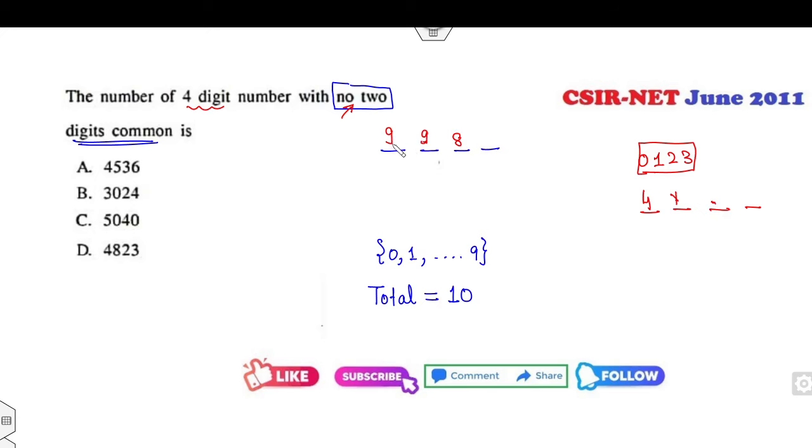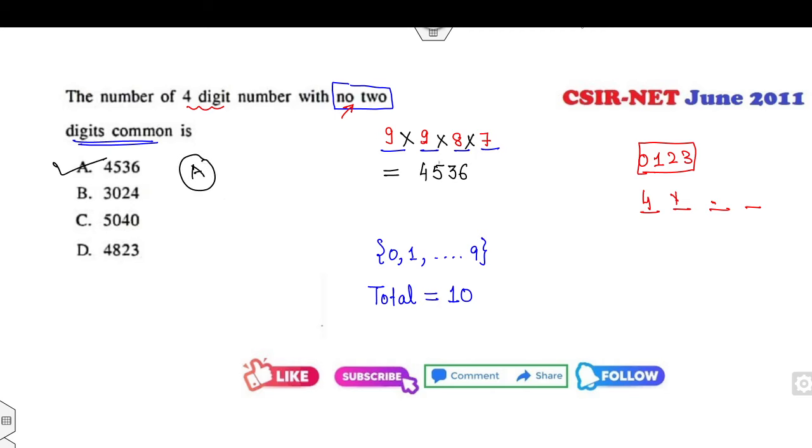Because I have fixed the 2 digits, there is no repetition, and for the last digit is my 7. So how many total numbers? It must be this case. If you multiply them, it will be 453 into 6. That is, A is right.